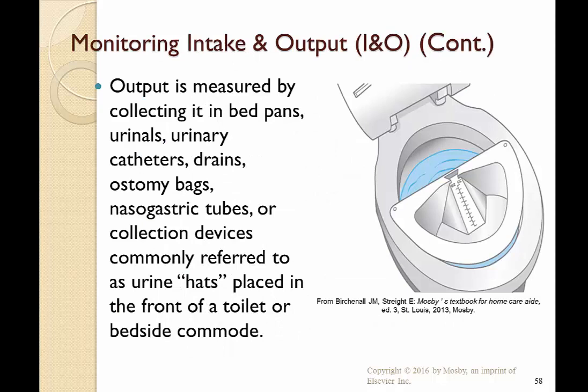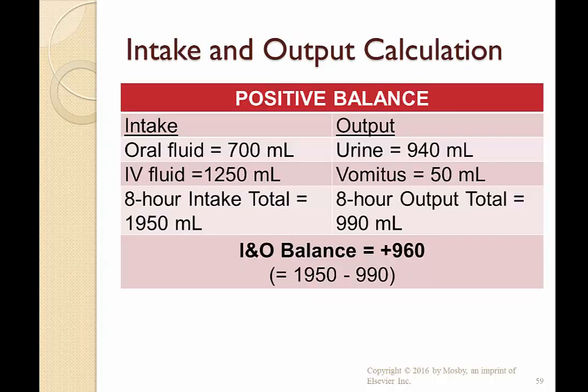This is just a picture of a hat that would go in a toilet to be able to measure somebody's urine. It would be collected. But when we measure output, we look at what they did in the bedpan, urinals, catheters, any drains, ostomy bags, NG output, any other collection devices, and we'll talk about drains and tubes another week. All of that counts in the output.